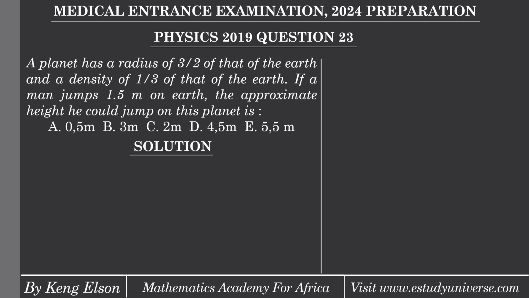So the question reads, a planet has a radius of 3/2 of that of the Earth and a density of 1/3 of that of the Earth. If a man jumps 1.5 meters on Earth, the approximate height he could jump on this planet is, so we have option A right up till option E.